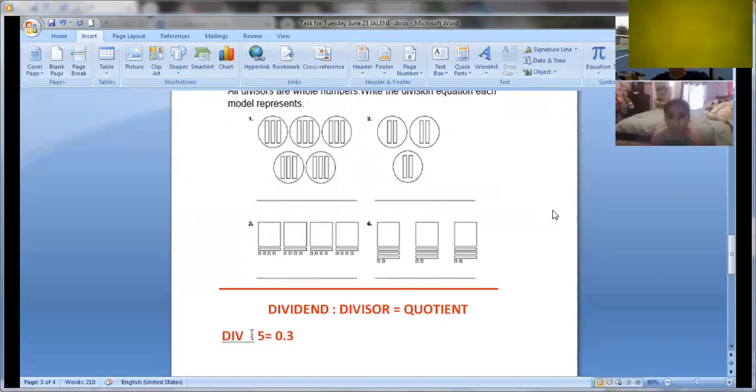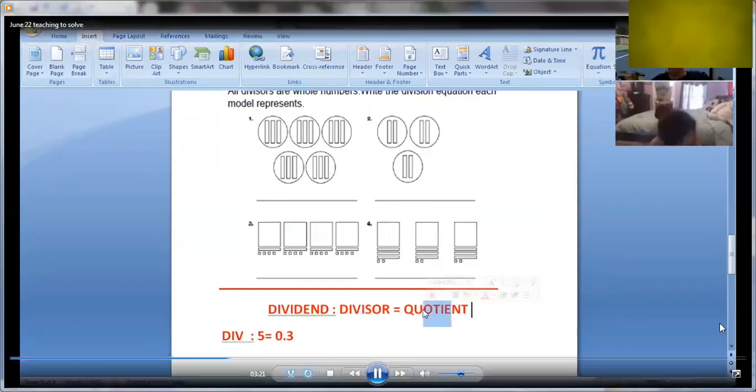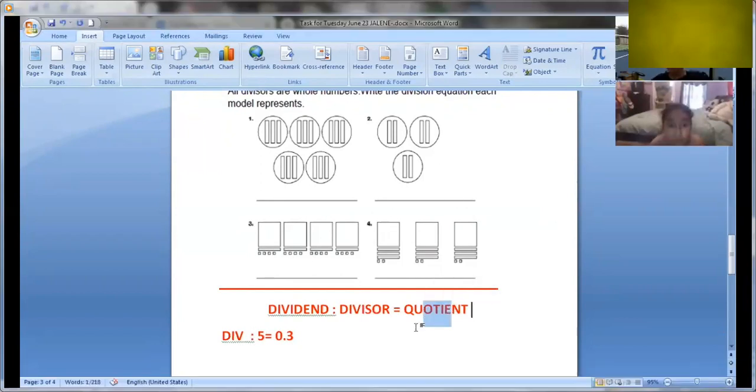Now, the dividend is the big part. The divisor is how many groups. And the quotient is? The total? No. What is the quotient? How much in each group. How much in each group? That's the quotient. So let's represent number 1.